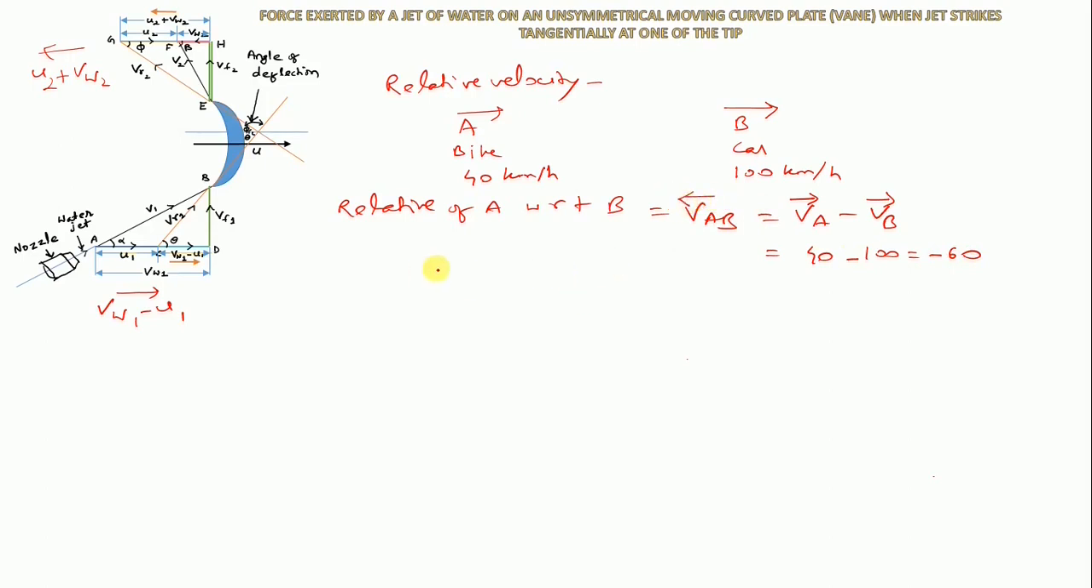Okay, if we change the positions of A and B, suppose here is B and here is A, then we have to find the relative velocity of B with respect to A. Then VBA is equal to VB minus VA.